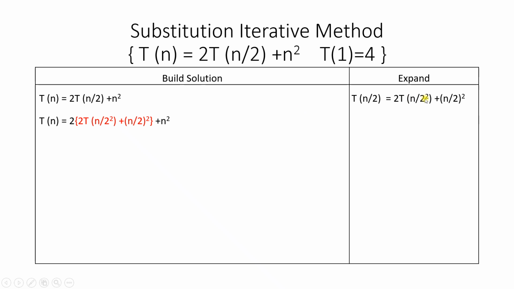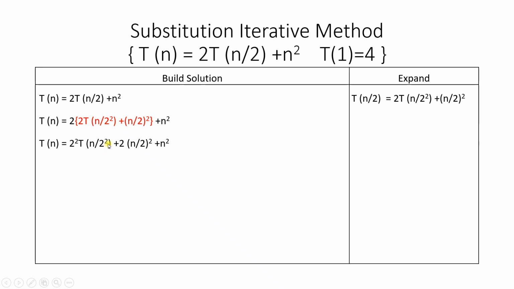So we replace this expansion over here, and then we solve it, and it becomes 2² T(n/2²) + 2(n/2) whole squared + n². We are not going to expand right now, we're just going to keep the values in the powers and see what happens. Maybe we come up with a relationship. So moving forward, now we have what?